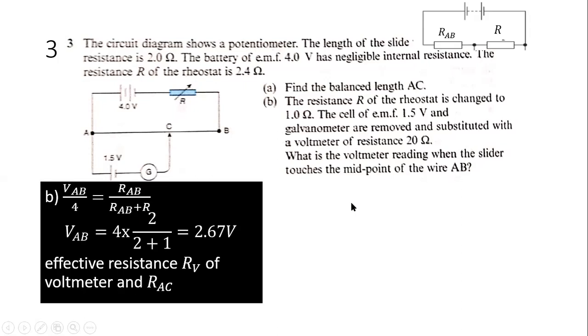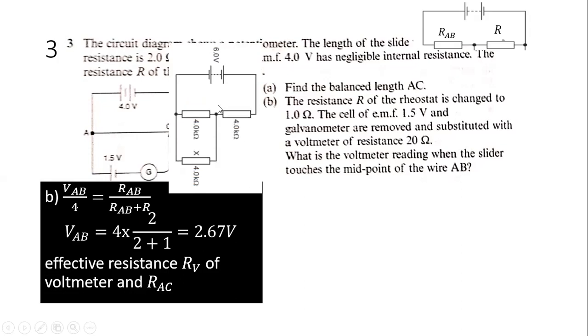So the effective resistance of RV, the voltmeter, and RAC. I'm just replacing that. That one is your VAB. And then this one is 1 ohm.